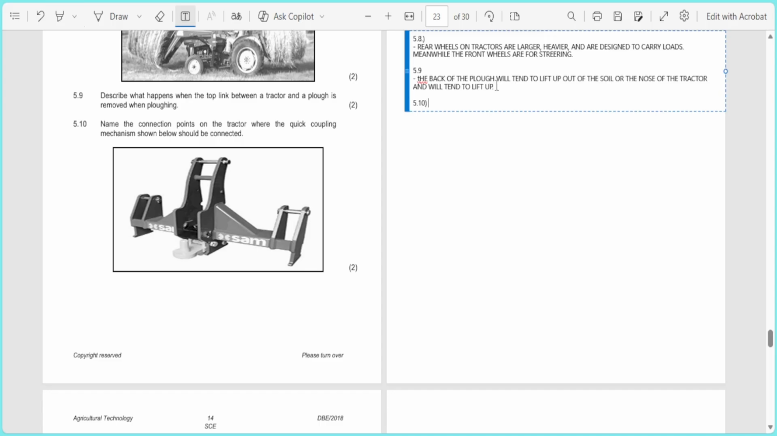Then we have 5.10, where we are asked to name the connection points on the tractor where the quick coupling mechanism shown below should be connected. It's going to be the top link, of course, the top link, and the two lifting arms.